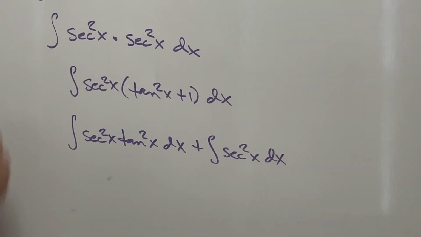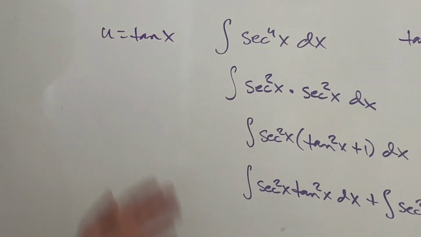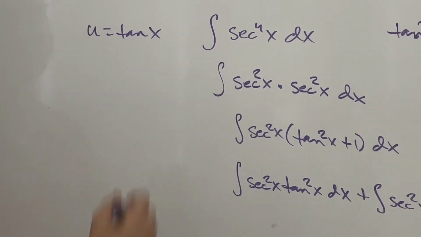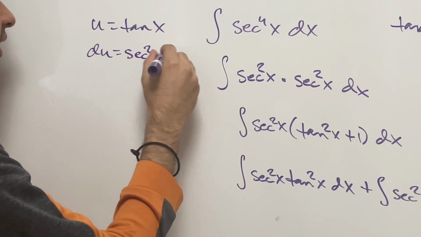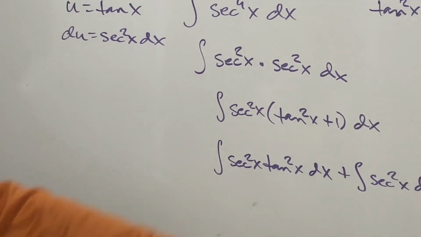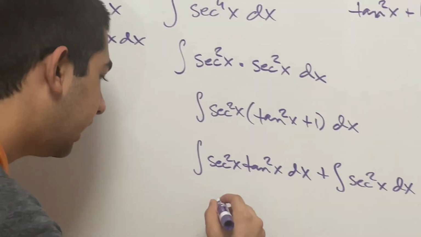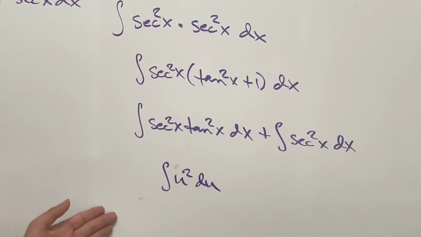I'm gonna say that u is equal to tan of x, and then differentiate both sides. What's the derivative of tan of x? That's secant squared x, so we get du is equal to secant squared x dx. Look at that, we got a secant squared x with our dx, smash them together to make a du. And then u is equal to tan of x, so we end up with the integral of u squared du. That's easy, power rule.